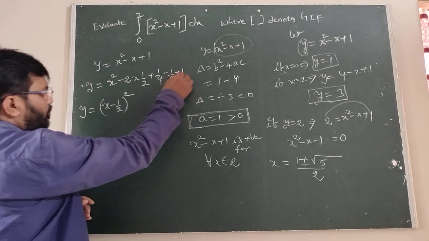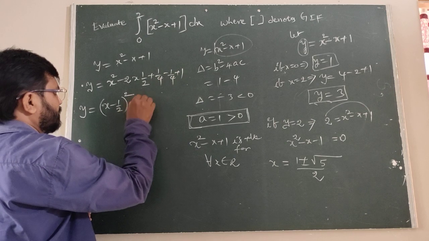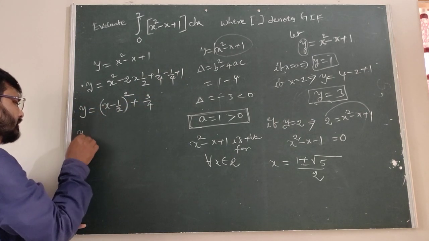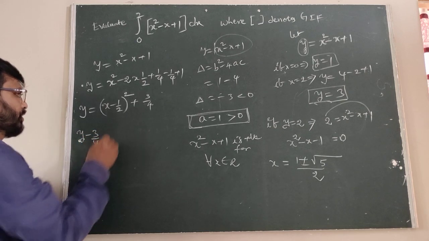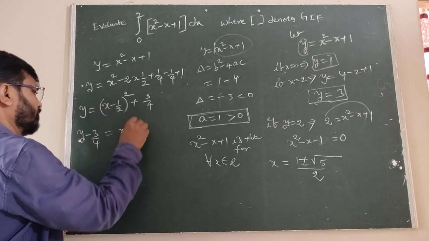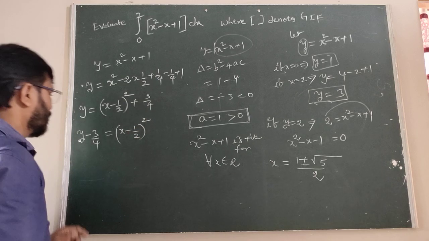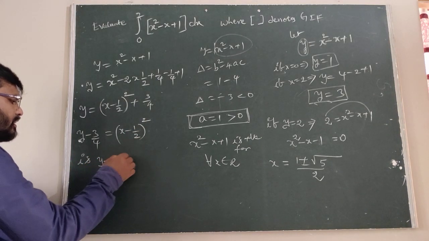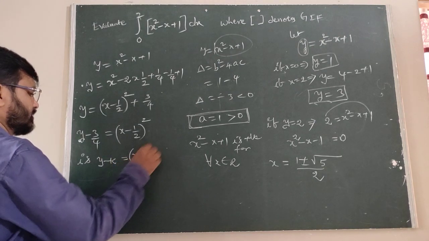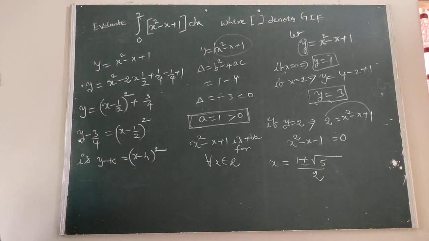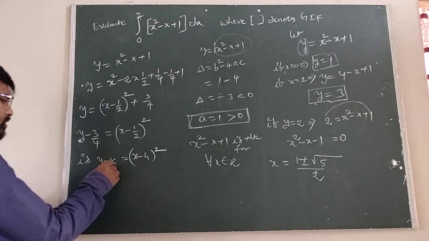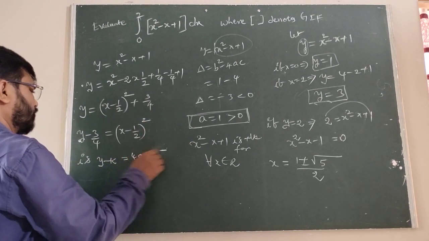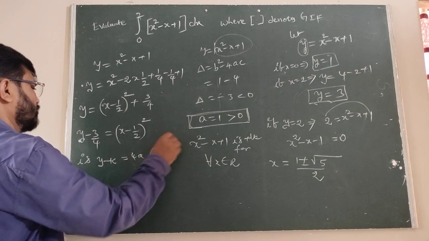Now 4 ones are 4, 4 minus 1 is 3, so 3 by 4. Now this is sent to the other side. y minus 3 by 4 is x minus 1 by 2 whole square. Now compare with, all of you listen here, y minus k equal to x minus h whole square. This is compared with the standard form x minus h whole square equal to 4a into y minus k.